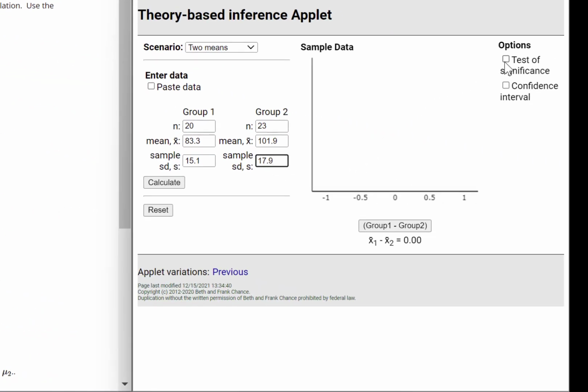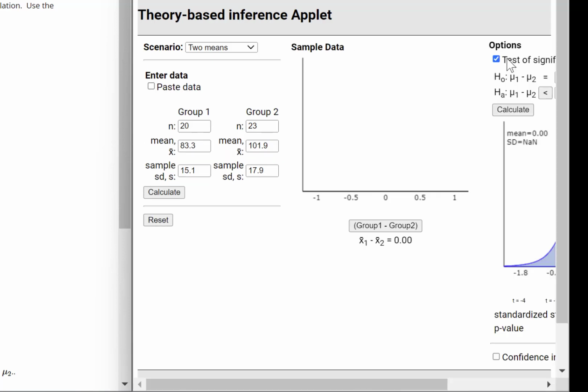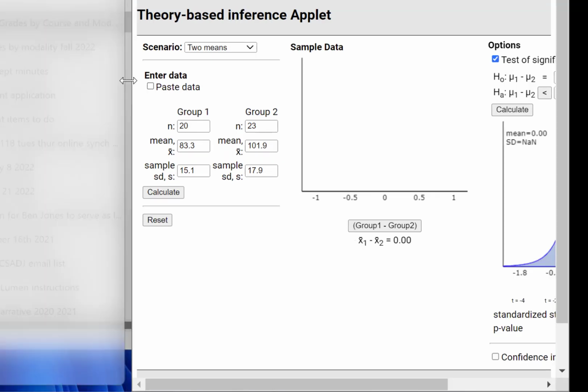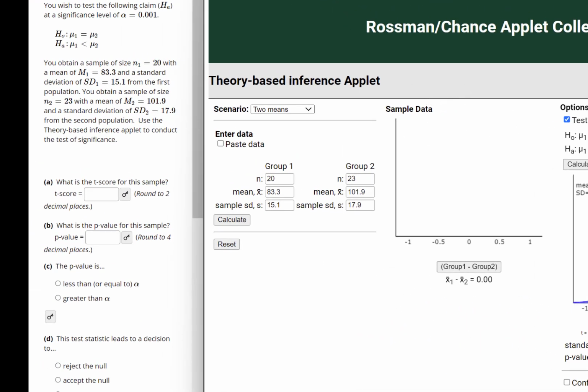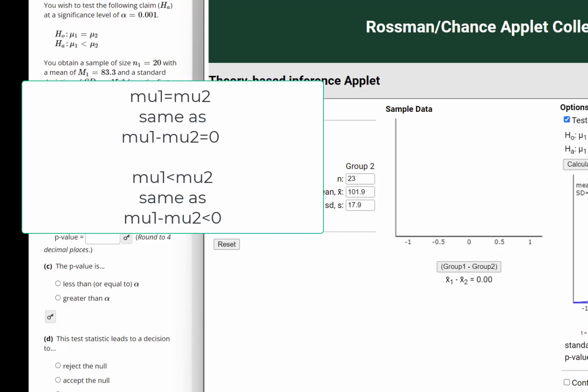I'm doing a test of significance. So over on the right side, I select test of significance. It says that we are doing a null hypothesis where mu1 is equal to mu2. Remember, mu1 equals mu2 means the difference between them is 0. There is no difference between mu1 and mu2. So if you subtract them, the difference is equal to 0.